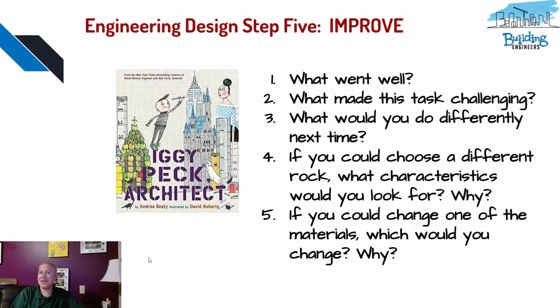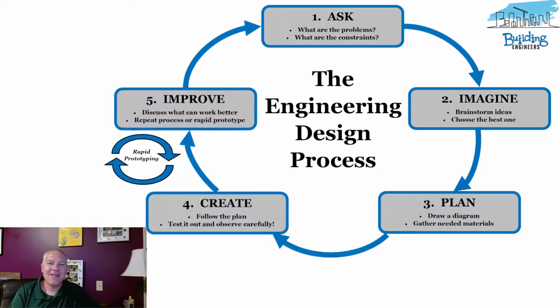What went well, what made it challenging, what would you do differently next time? If you could choose different characteristics, what would you look for? Things that you would change. So this is just a great set of questions in general when you get to this improve stage with your students. So there it is again, the engineering design process, all 5 stages.